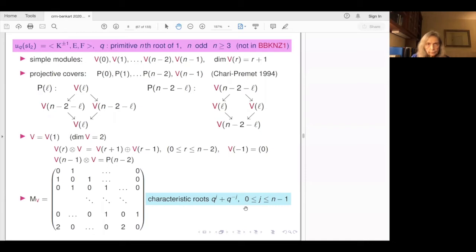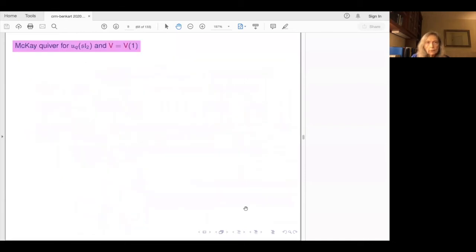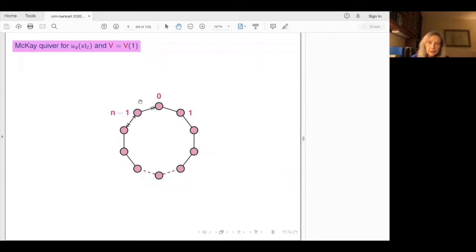Okay. Here's the quiver. So it doesn't exactly look like a quiver, but the only real interesting part is this part where we tensored V_{n-1} with V and got 2 copies of V0 and 2 copies of V_{n-2}.